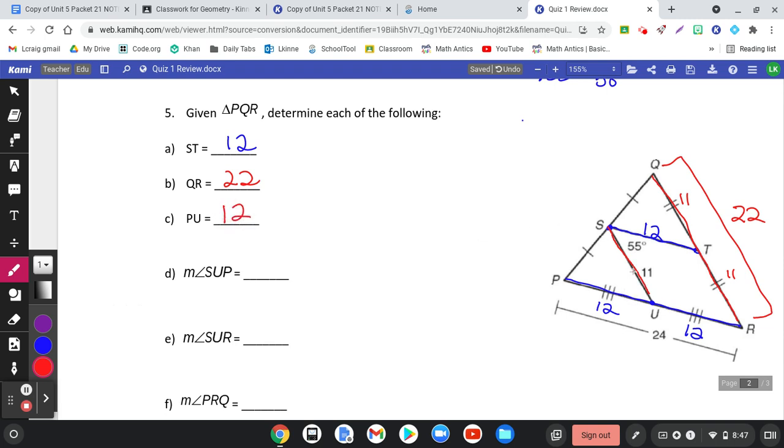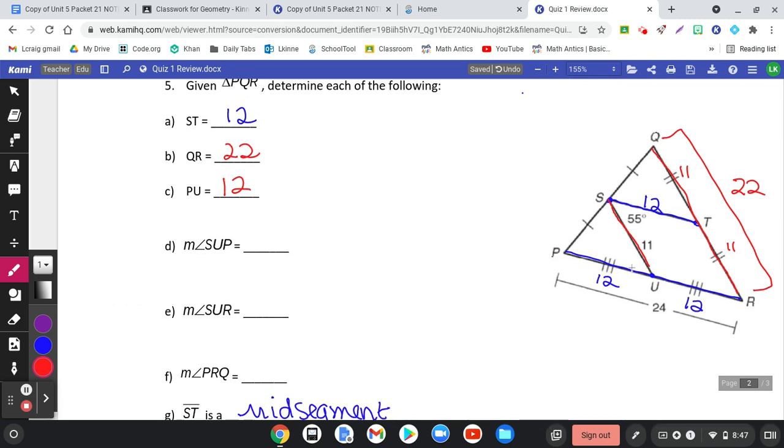Now your angles. Since you're dealing with parallel lines, we're going back a couple chapters, we have alternate interior, we have corresponding. Let's see what we've got. They gave us this angle here. They're looking for SUP. S to U to P. So if you look, that's like having these two angles here. They're alternate interiors. So that's 55 also. Because again, your mid-segments are not only half, but they're parallel.